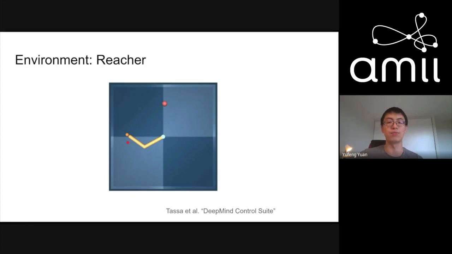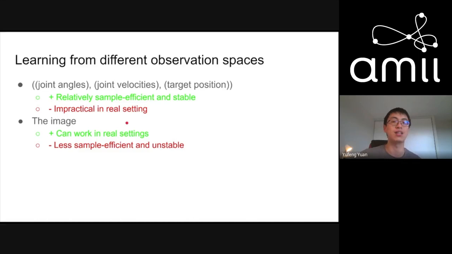If we want to solve this task, there might be two kinds of observation spaces we can consider. First, if we know the joint angles, joint velocities, and the target position, we can concatenate them into a vector and use this vector as our observation space. Since this observation space is pretty simple, it should be learnable in a pretty sample efficient way. And as this observation space is pretty low dimensional, we can probably use a small model to fit the data, and it could make our learning more stable.